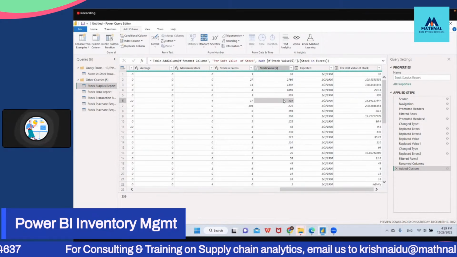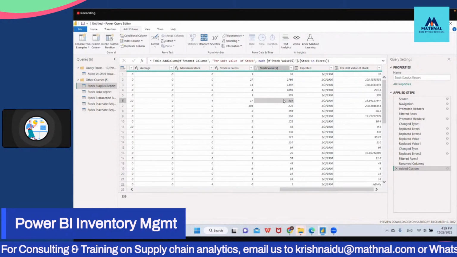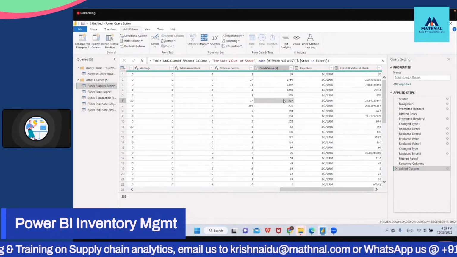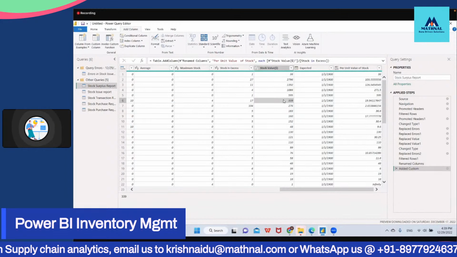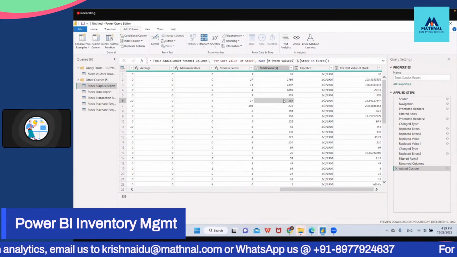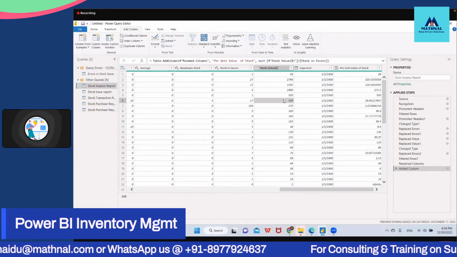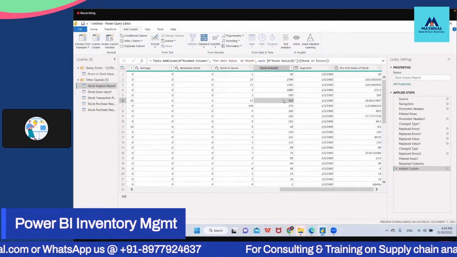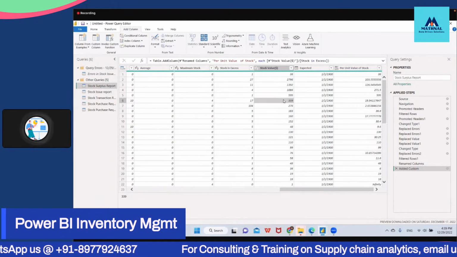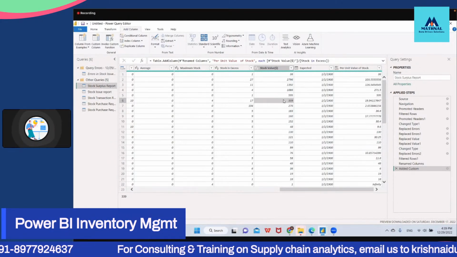Suppose the total cost is 339 for 17 units. Right, sir. So what is the cost of one unit? Divided by that number. Right. So this is how we understood our stock surplus report.